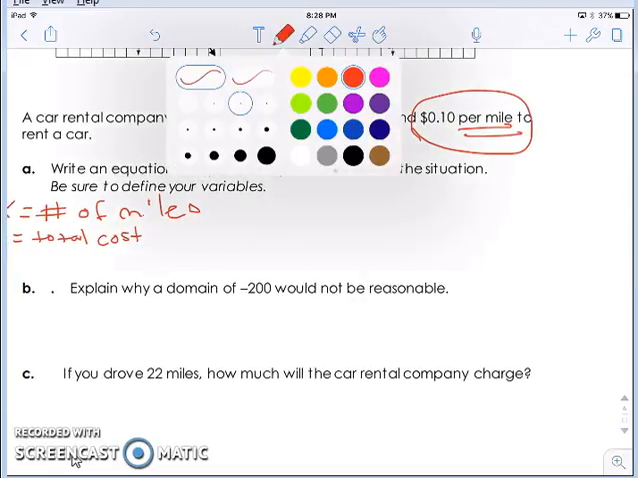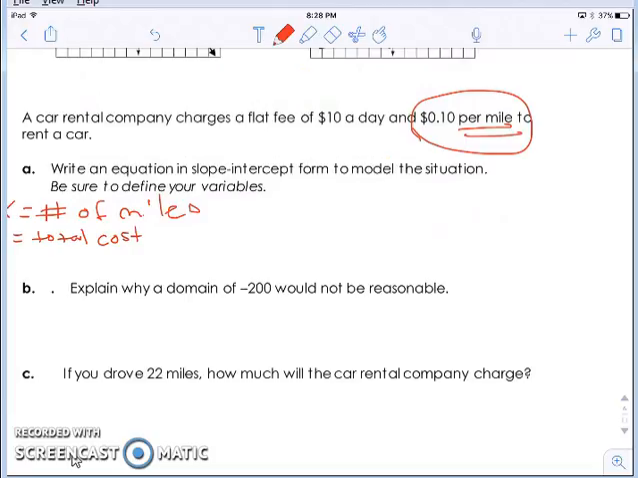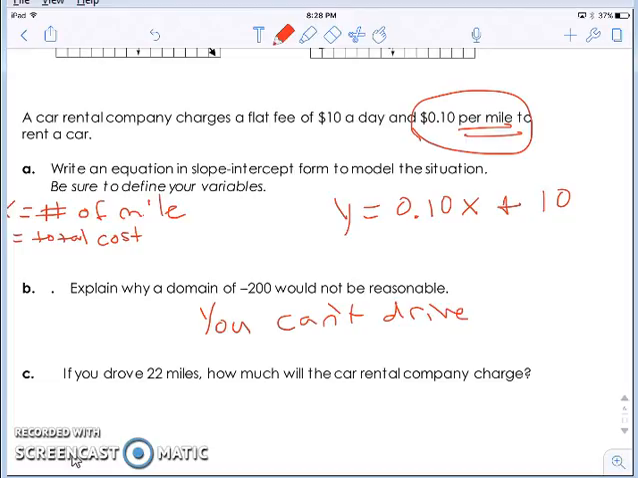And our equation is going to be the total cost, y, equals our slope, 0.10x, plus our flat rate, 10. Explain why a domain of -200 would not be reasonable. You can't drive -200 miles. X is the domain, and x is the number of miles. You can't drive negative miles.